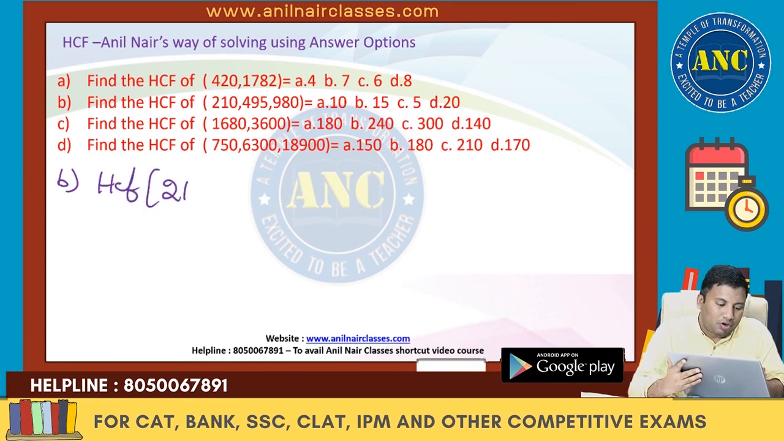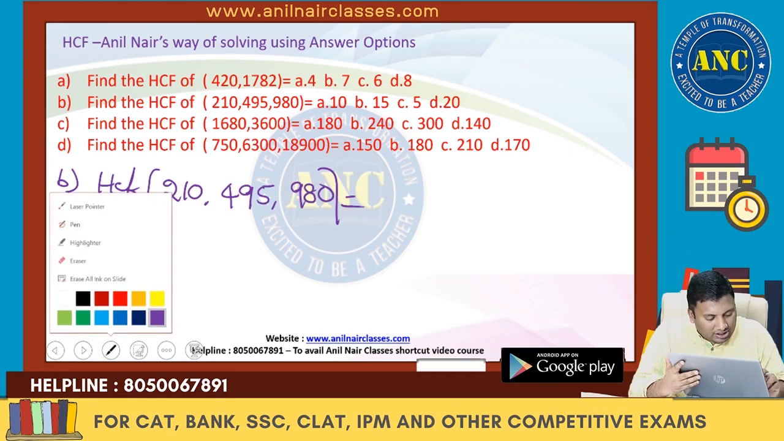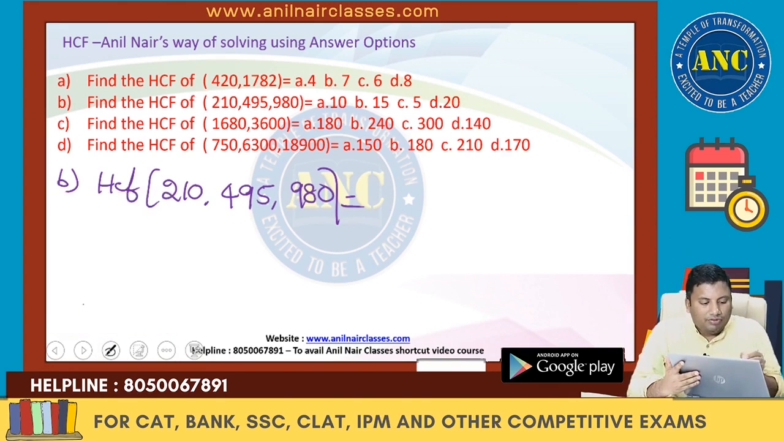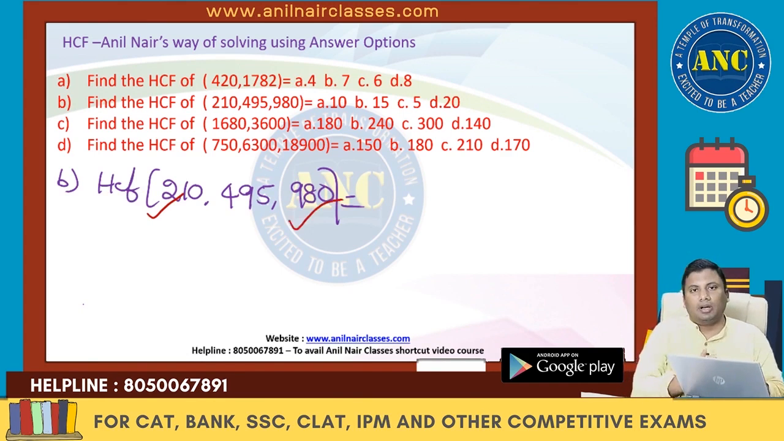HCF of 210, 495, 980. Listen, go by the answer options. This is divisible by 10 because the unit digit is 0. This is divisible by 10 because the unit digit is 0.